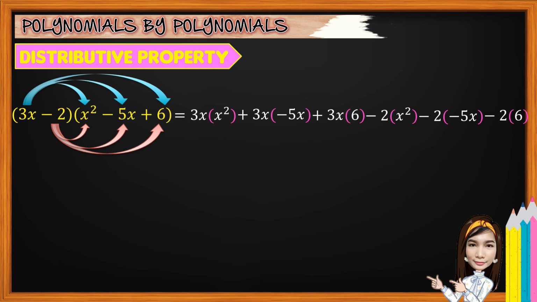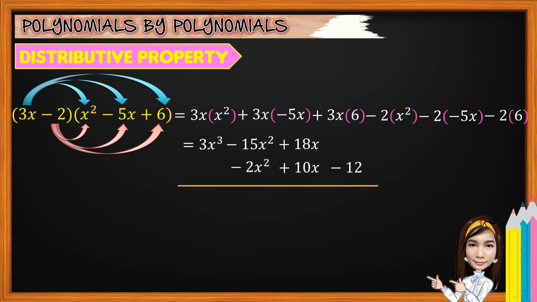Then, perform multiplication. 3x times x squared is equal to 3x cubed. 3x times the quantity negative 5x is equal to negative 15x squared. 3x times 6 is equal to positive 18x. Negative 2 times x squared is equal to negative 2x squared. So as you can see, we align the common or similar terms. When we say similar, they have the same base and same exponent. Then negative 2 times the quantity negative 5x is equal to positive 10x. And for the last, negative 2 times 6 is equal to negative 12.